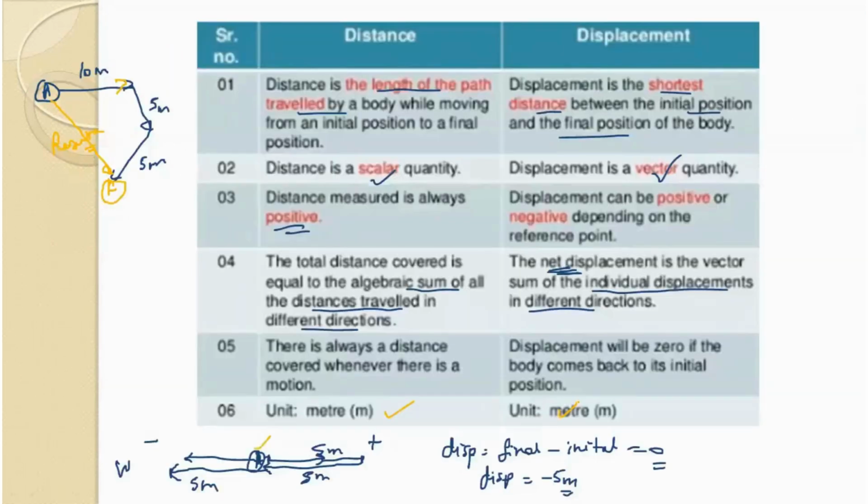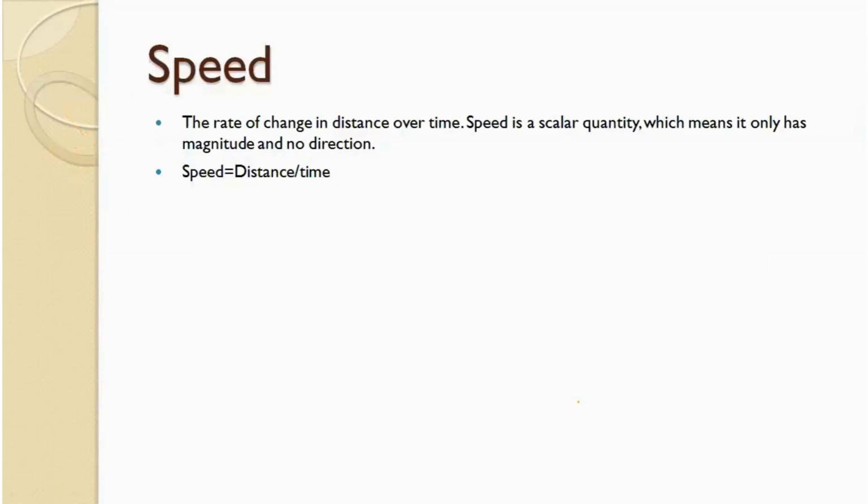Now let's move to the next topic, which is speed. What is speed? Speed is the rate of change of distance over time. Speed is a scalar quantity, which means it has only magnitude and no direction. So speed is equal to distance upon time. Distance itself is a scalar quantity, that's why speed is also a scalar quantity. It has no direction.